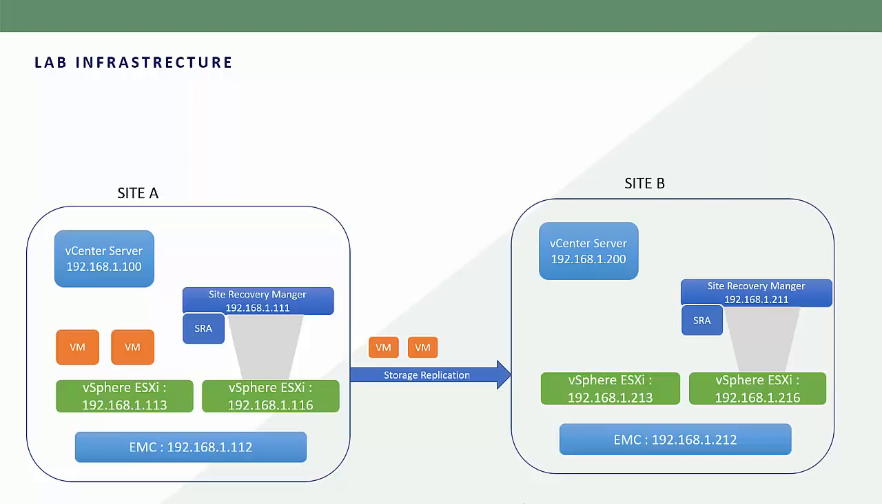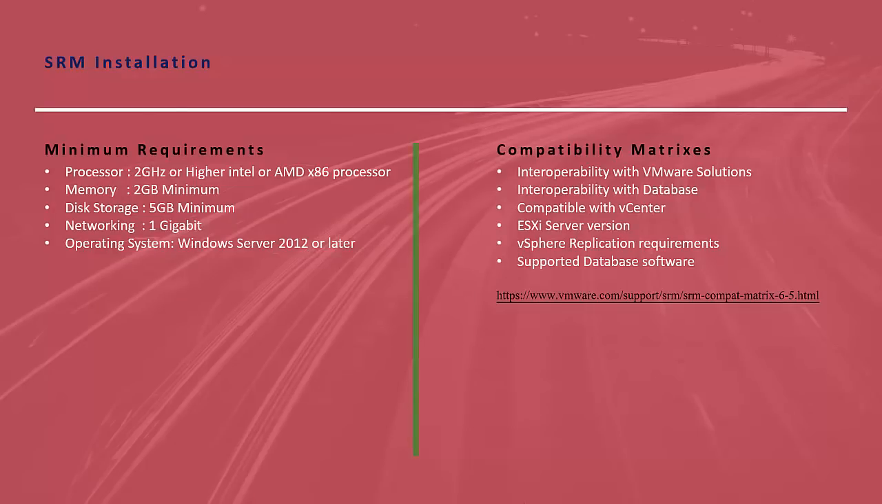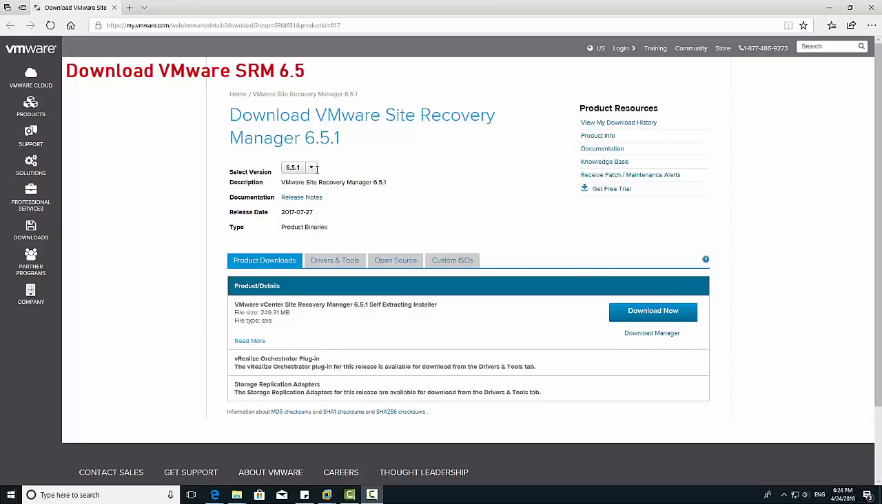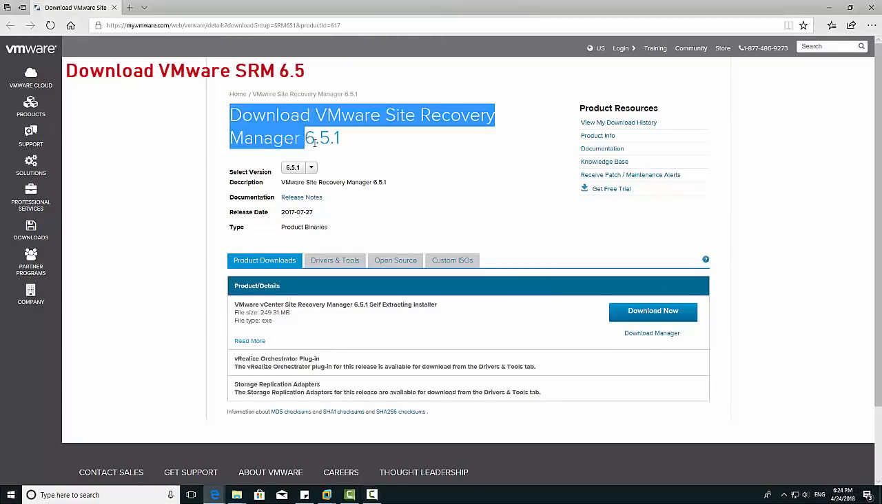The minimum requirements you need to run SRM are the following. Of course, you will have a better configuration than this. In case you are running this in your lab or for testing, you can start with this minimum configuration. Compatibility is another part you have to look at before you go for SRM installation. In this demo, I'm using vSphere 6.5 for all components. First, we're going to download VMware Site Recovery Manager 6.5.1 from myvmware.com.